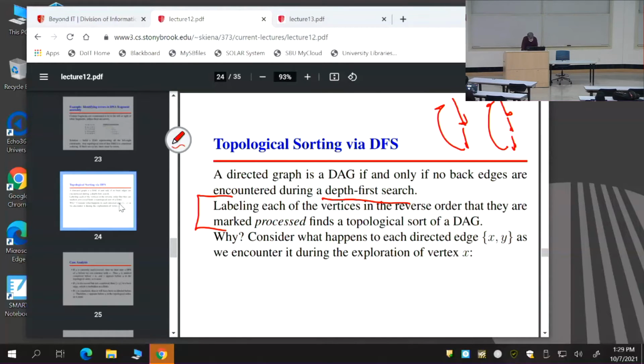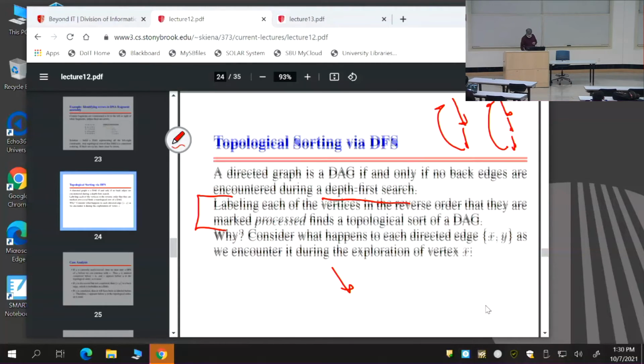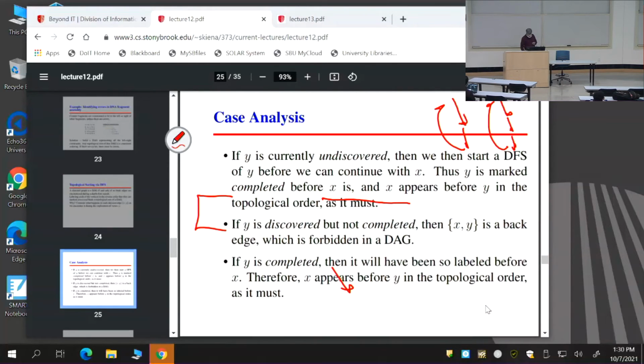Now, why is it? Suppose we did a depth first search and we encounter a directed edge xy. Every edge in the graph is going to be seen in the course of a depth first search. If it was an undirected graph, we'd see each edge twice. If it's a directed edge, we're going to see it once. We know we're going to see it. What happens when we see the edge? To give you an idea of why that finishing algorithm is correct.